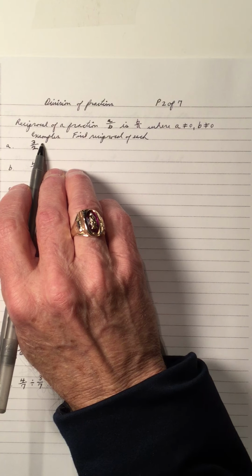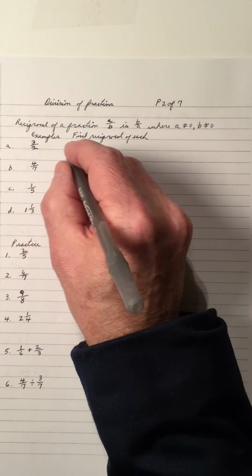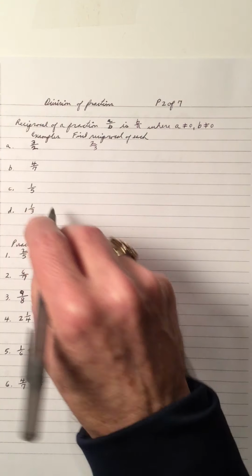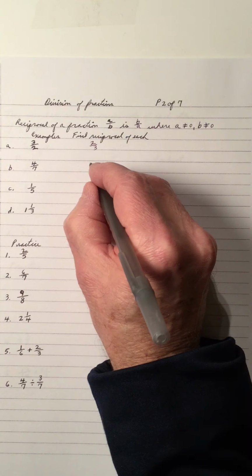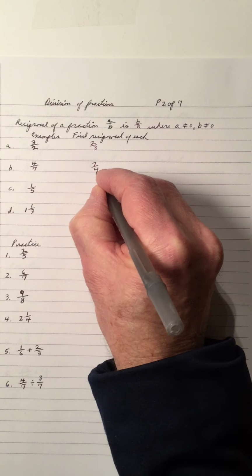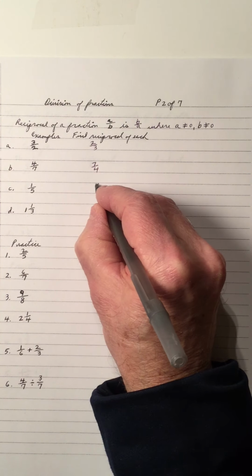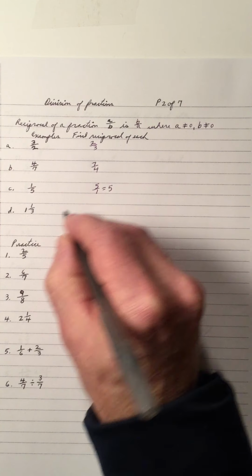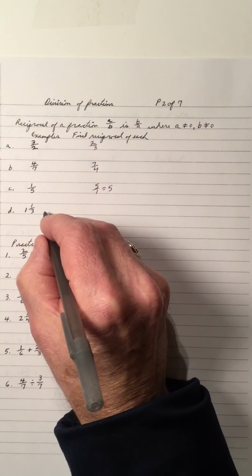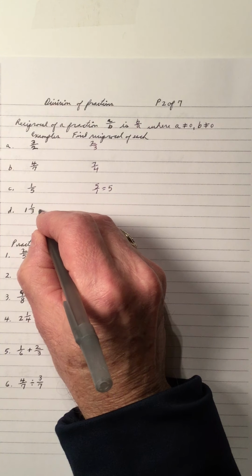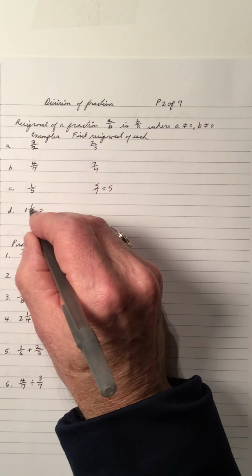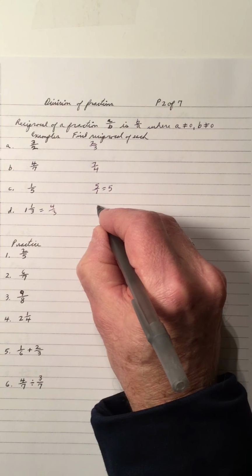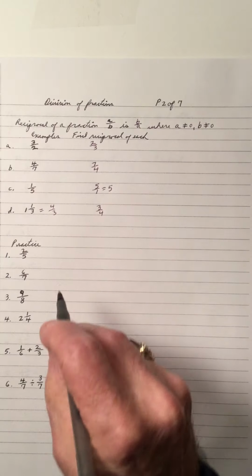Example, let's find the reciprocal of each. 2 over 3: the reciprocal is 3 over 2. You turn it upside down. 4 over 7, 7 over 4. 1/5, 5 over 1, or 5. 1 1/3 is a mixed numeral, so we change it to 1 times 3 plus 1 is 4 over 3. So the reciprocal is 3 over 4.